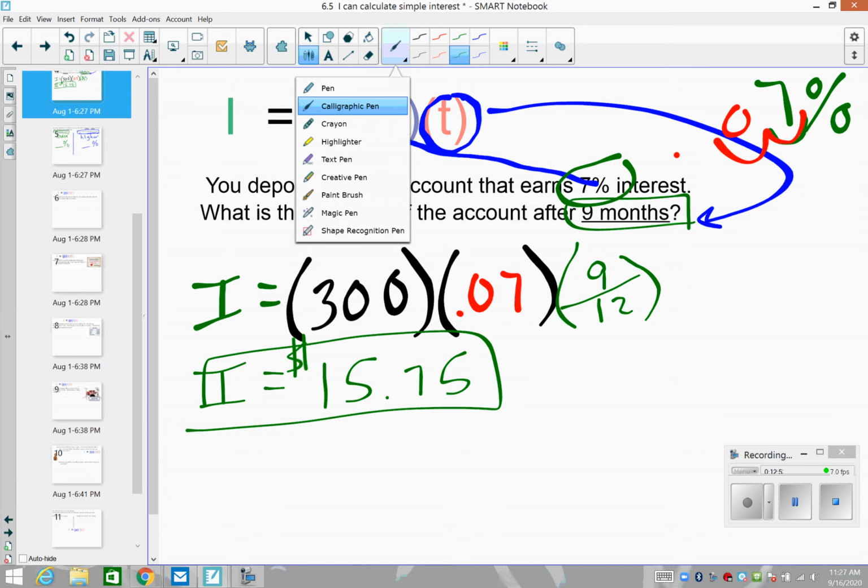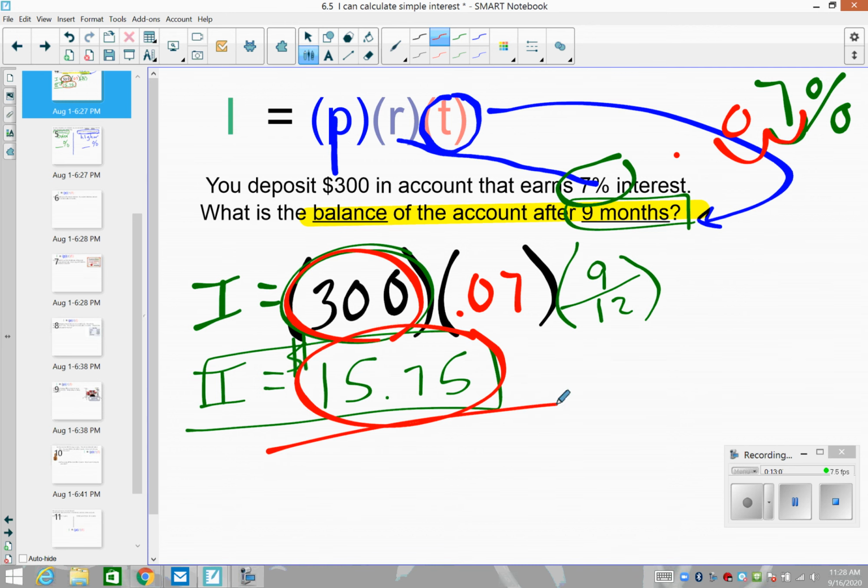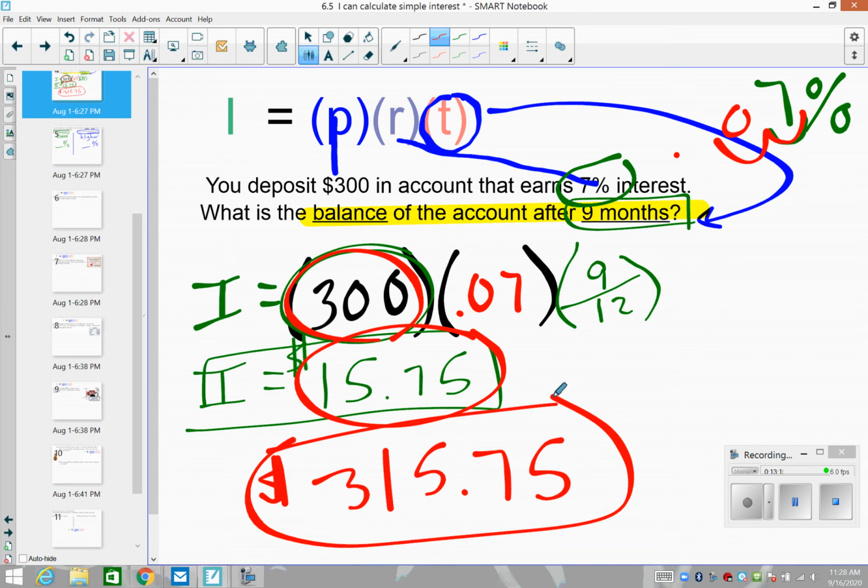Now, I've not totally answered the question yet because the question says, what's the balance after 9 months? So my balance after 9 months would be my principal that I get back, cool, plus the interest that I earn. So for a grand total of $315.75. So some of you say, well, I only earned $15, but you only had the money in the account for 9 months. I'm going to type that in again. I'm just double checking my work there. Cool. $15.75 is the interest earned. The balance then would be $315.75 in 9 months. Awesome.